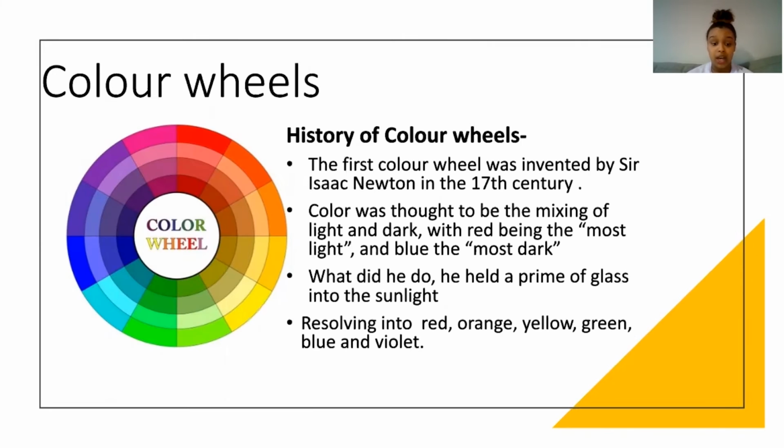So the history of color wheels. The first color wheel was invented by Sir Isaac Newton in the 17th century, when he discovered the visual spectrum of light. When Newton was experimenting, he decided to hold a prism of glass into the sunlight, which no one ever tried. He was the first to understand the rainbow when it reflects the white light with a prism that resolves in different colors: red, yellow, green, blue, and violet. When he experimented, he discovered that secondary colors can be made by mixing primary colors.